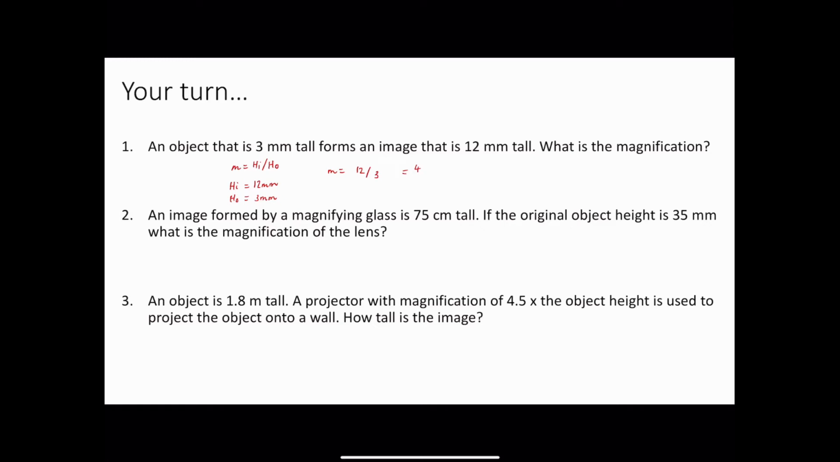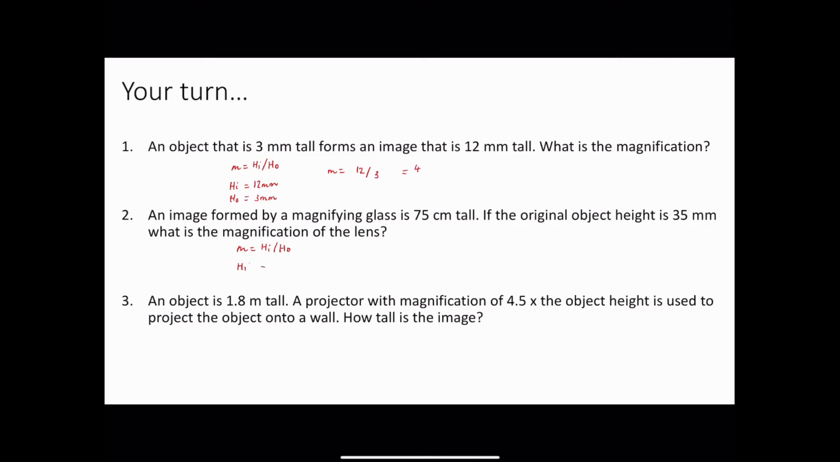And question 2 says an image formed by a magnifying glass is 75 centimetres tall. If the original object height is 35 millimetres, what is the magnification of the lens? So again, M is equal to HI over HO.